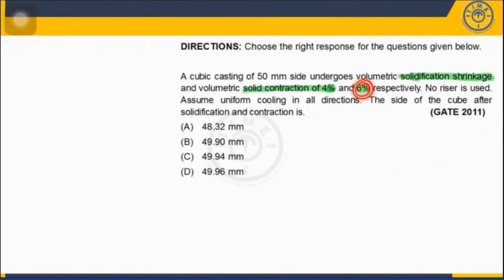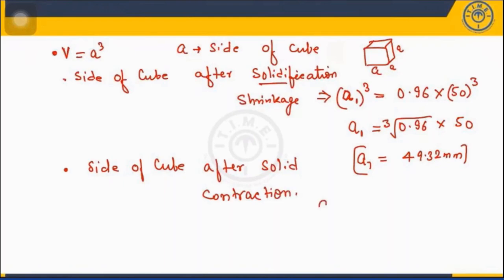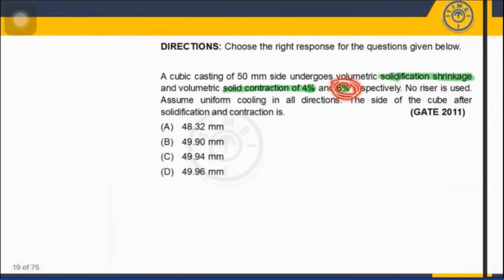If it is contracting by 6%, what will be the volume left? So if I want to calculate the side of the cube after the solid contraction, which is the second stage, which is nothing but A final, now I am calculating the final. This is the volume, which will be equal to 0.94. Why have I taken 0.94? Because 6% is shrinkage.